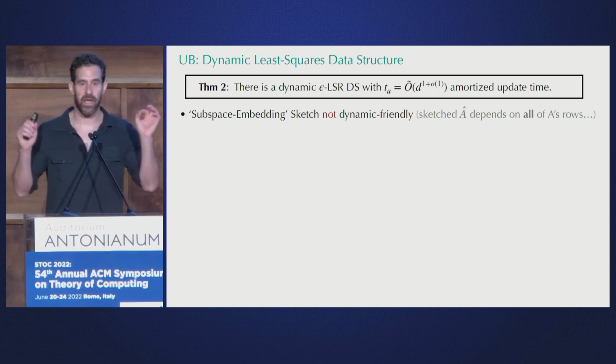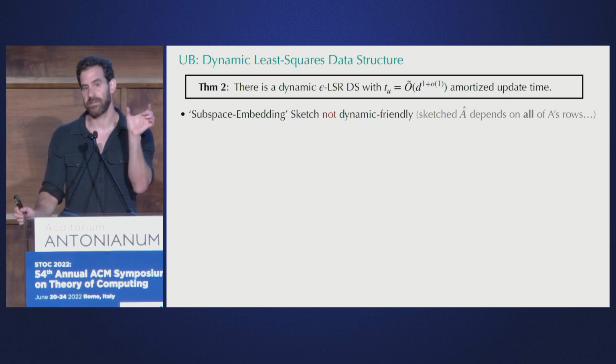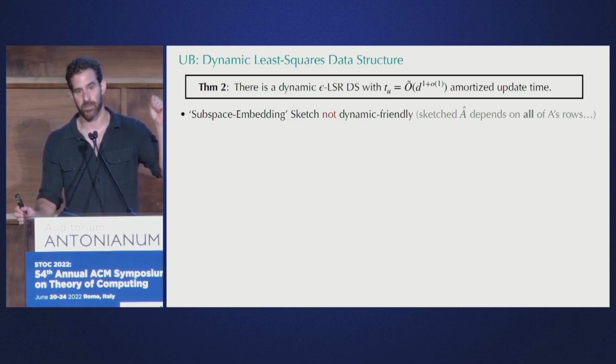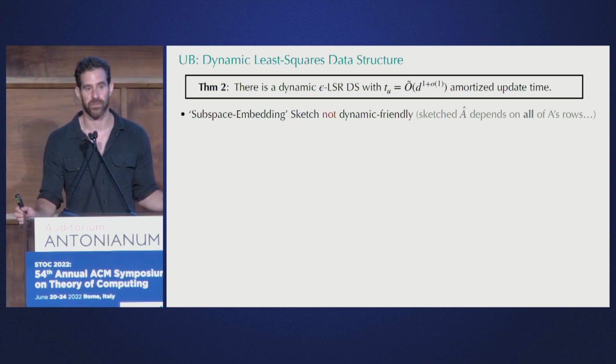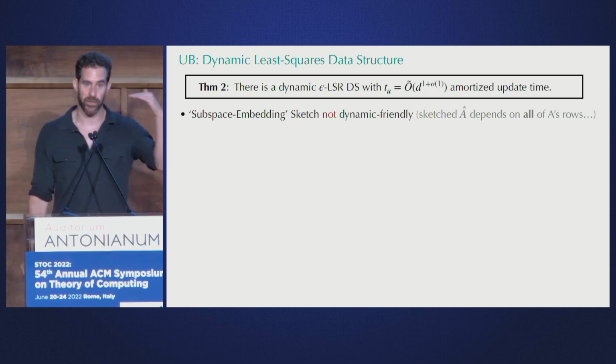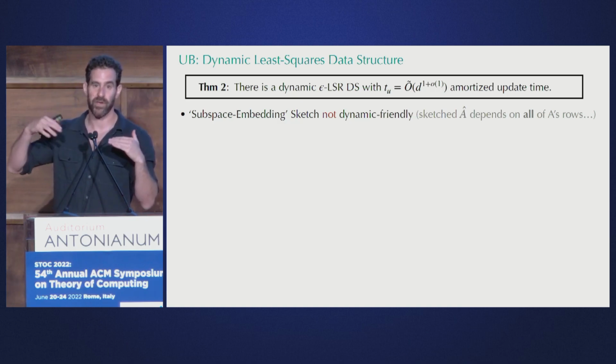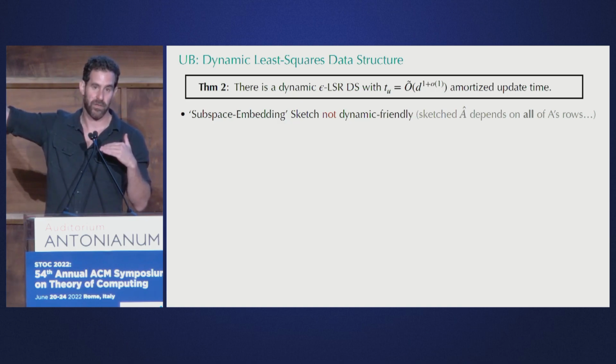remember, each row of A hat in the sketching data structure was a random plus or minus one linear combination of the original rows. And that is not a dynamic friendly feature, right? Because when a new row arrives, what does that mean? It means that on average, we'll have to update half of the rows of the original matrix.